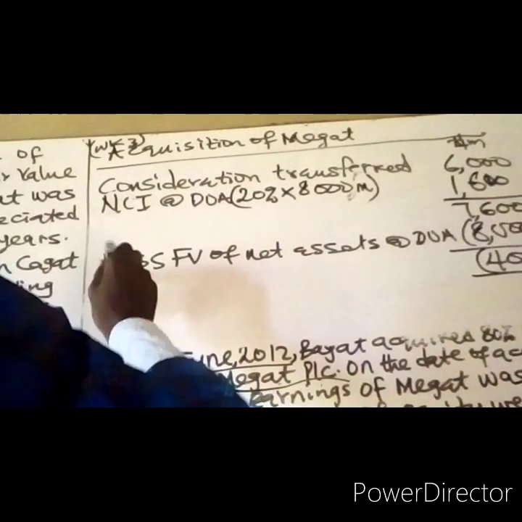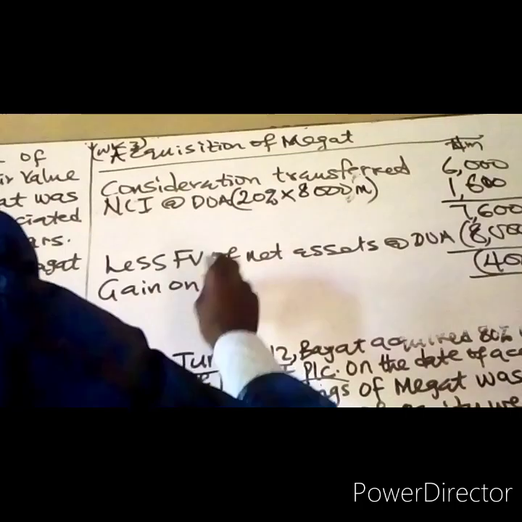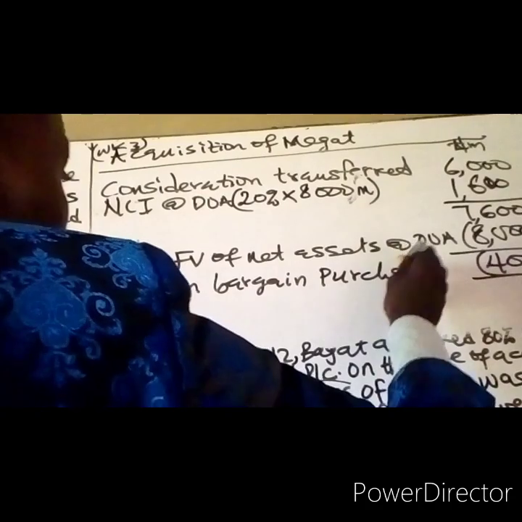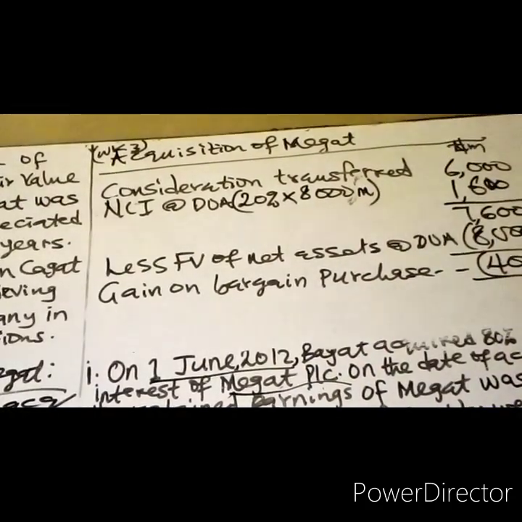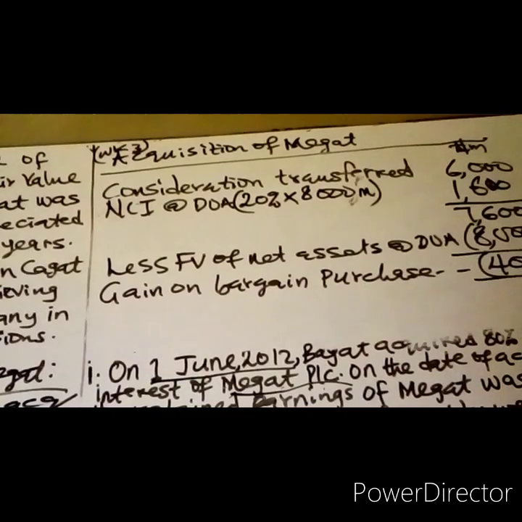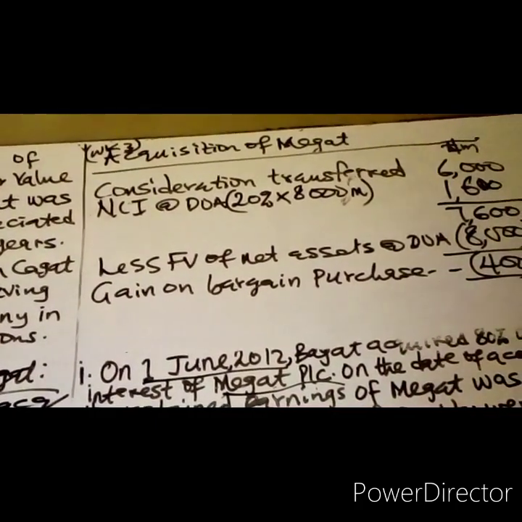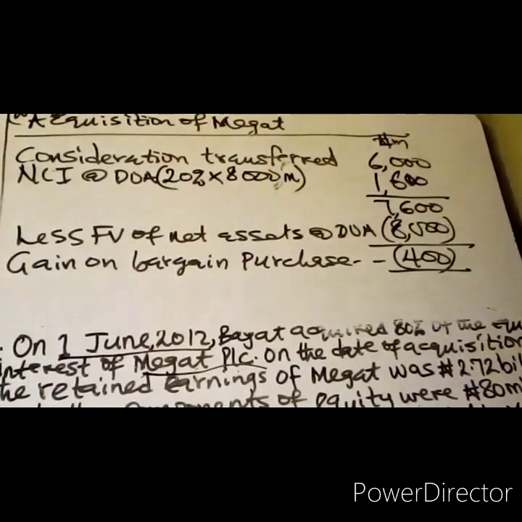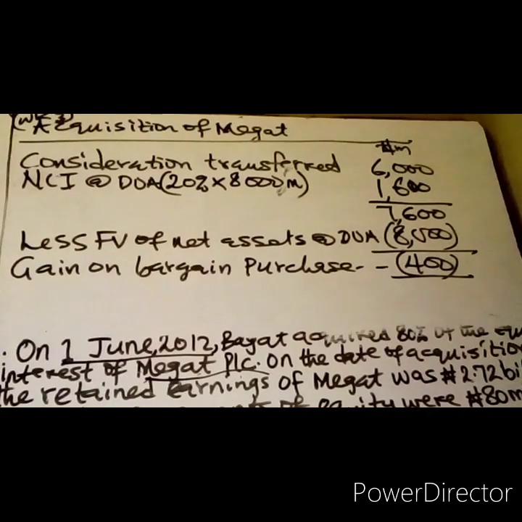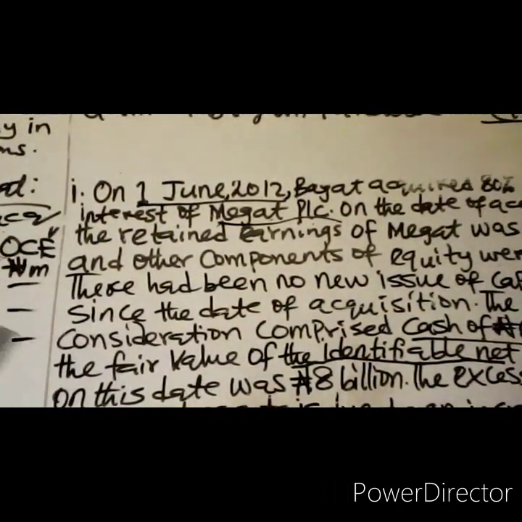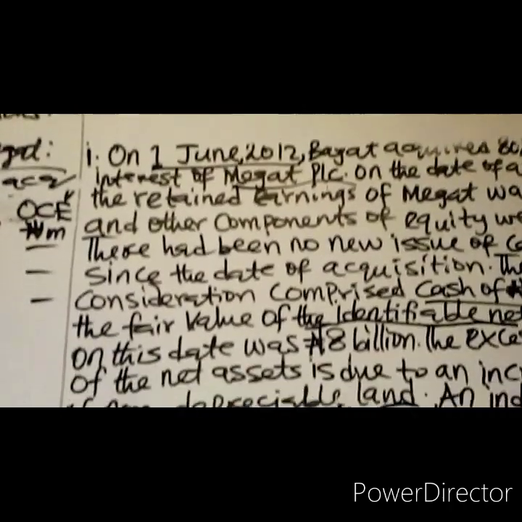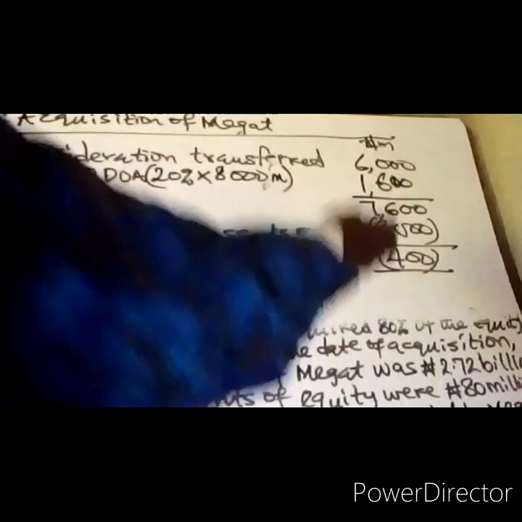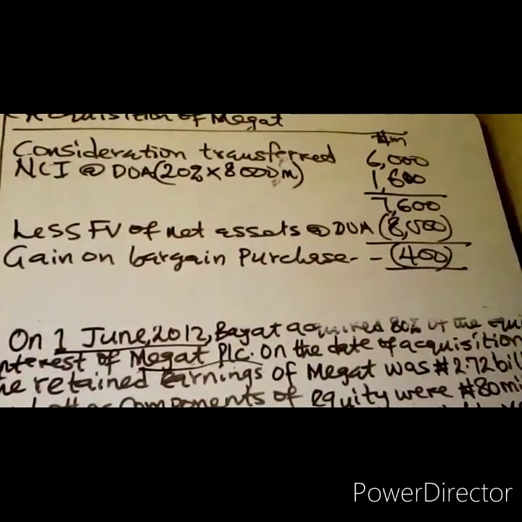This 400 is the gain on bargain purchase. The gain on bargain purchase should be aggregated with the parent company's retained earnings. You are going to add it to the retained earnings of the parent company. Since the policy is proportionate shares, you don't need to share it between the parent and NCI. That is why you add the gain on bargain purchase, that is the negative goodwill, to the retained earnings of the parent.